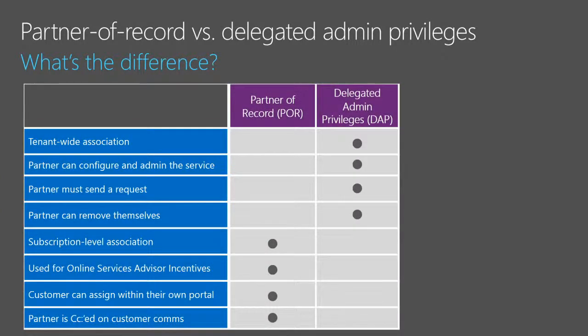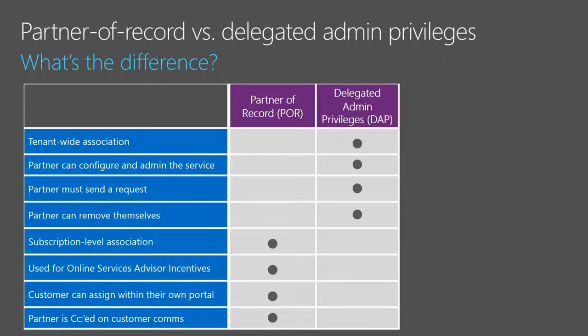In essence, so this is just a table lining up some of the differences. Partner of record, as I mentioned earlier, is where you get associated as a partner of record on an individual subscription that you might advise on. So it is at the subscription level. And if you are the partner of record and an online services advisor partner, then you are eligible to receive advisor fees on that subscription.